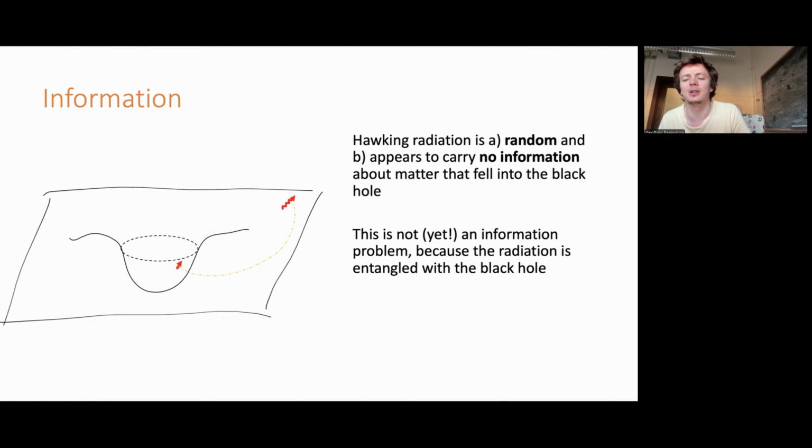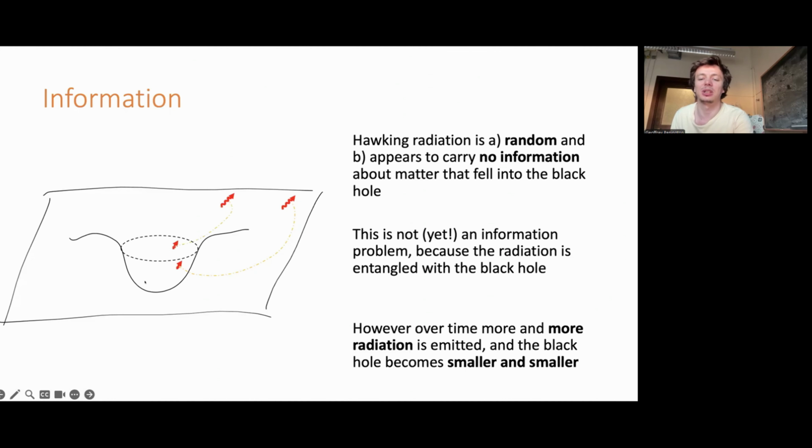Okay, that's fine. That's not an information problem, because even though the Hawking radiation is noisy, it's just a subsystem of our full system. And in quantum mechanics, subsystems are allowed to be noisy if they're entangled. And it's entangled with the black hole. And so the whole global state of the universe of radiation plus black hole can still be noiseless, can still be a pure state. We just have to have this entanglement between the radiation and the black hole.